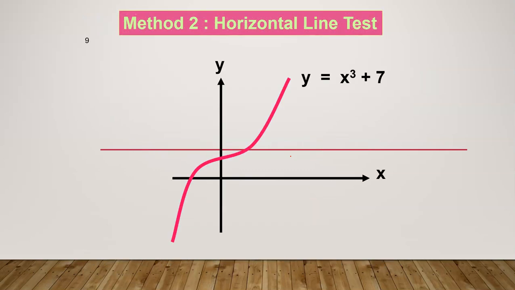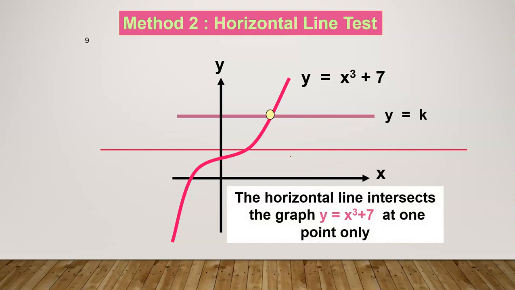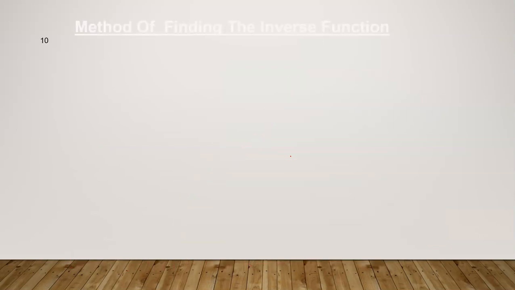Okay, method 2 is also the same. So this is the function. We sketch a horizontal line y equals k. There is only one point of intersection. Okay, then we say that this function g(x) is a one-to-one function. That is how we prove that the function is a one-to-one function.